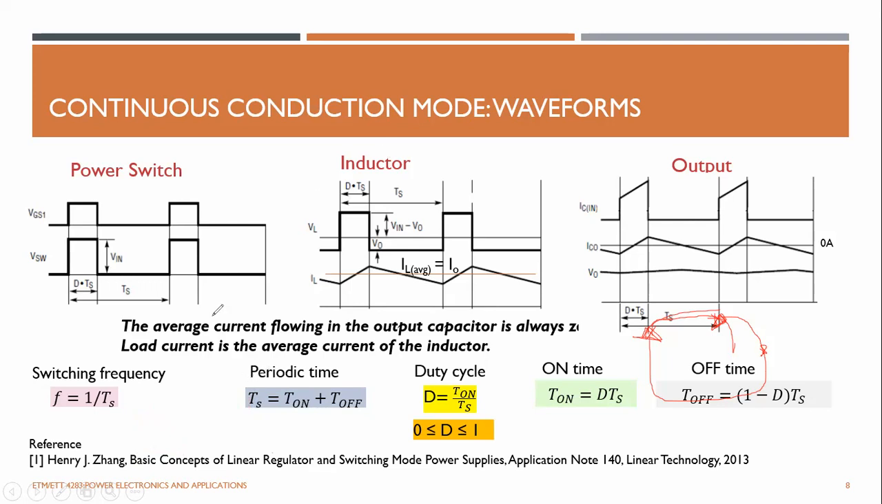And this periodic time is the total time duration of turn on and turn off. So it is the summation of the turn on time, this is T on, and this is T off, the turn off time, right? So the periodic time is TS, which is this total time. It is the summation of these two. And if you know the switching frequency, you can calculate the TS. TS is this total duration.